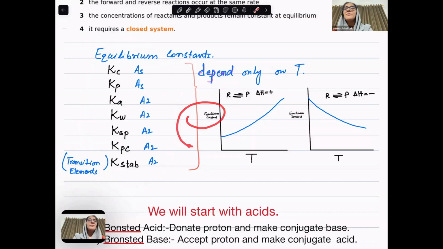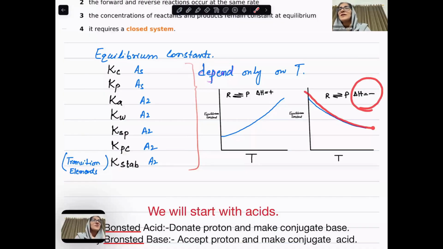We know that the equilibrium constant for an endothermic reaction will increase with increase in temperature. For exothermic, the Kc, Kp, Kw, everything will decrease. For endothermic, the equilibrium constant will increase.